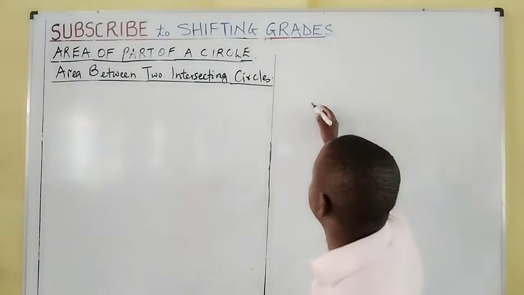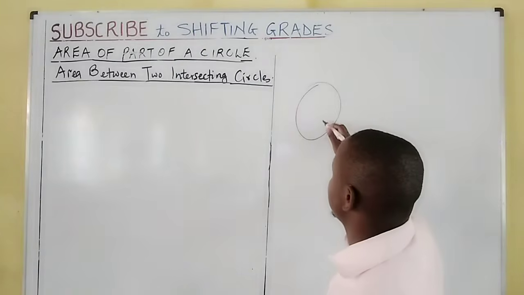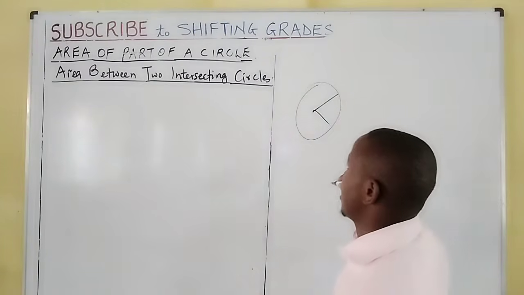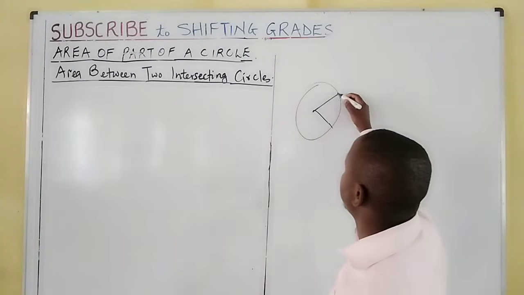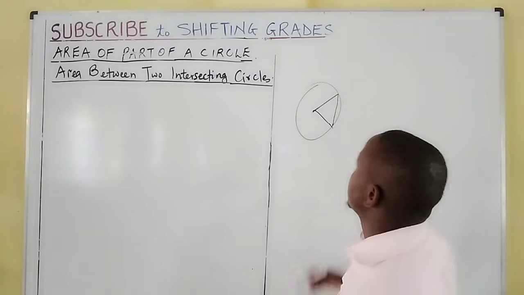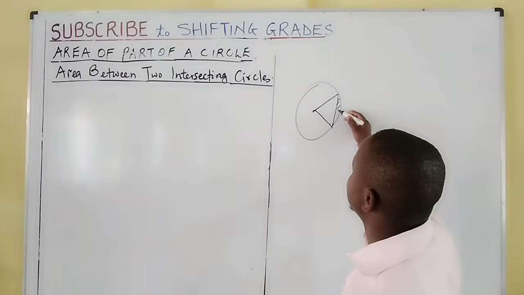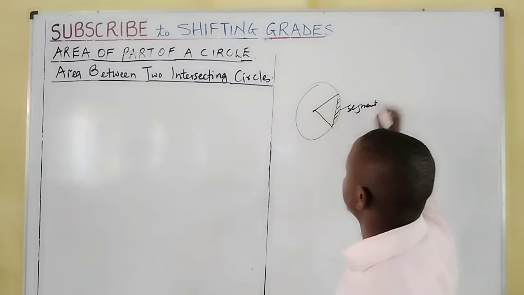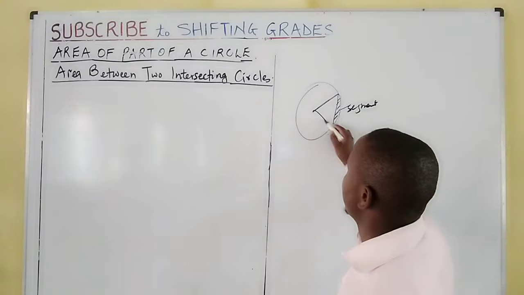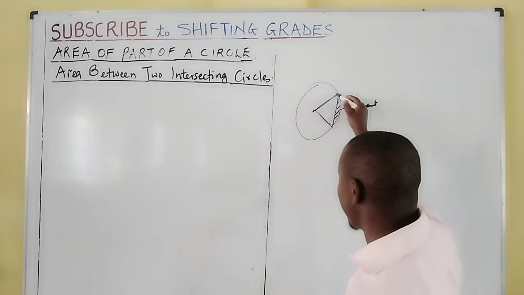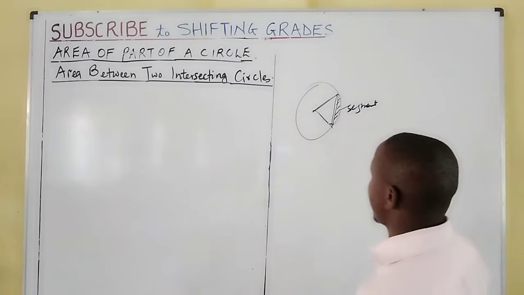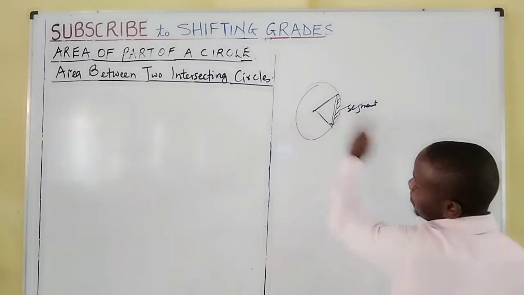In other words, when we have a circle like this, and we have a sector, then in this sector we have a triangle which can be extracted like that. For us to get the area of this segment, we take the area of the whole sector, then we subtract the triangle, and by subtracting the triangle from the sector we get the segment.